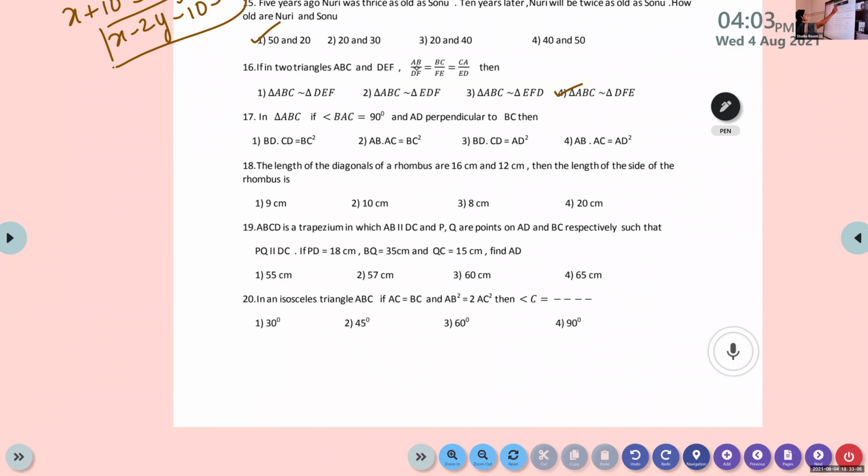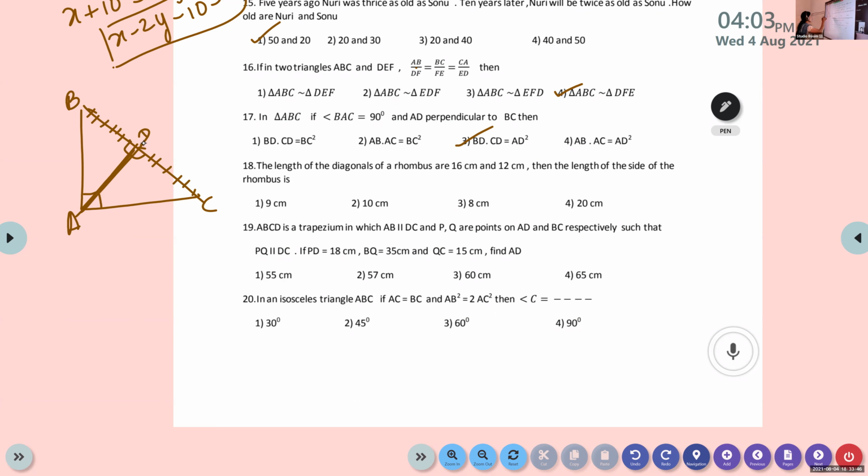Now look at the next one, 17th one. In triangle ABC, BAC is 90 degrees. So angle A is 90. AD is drawn perpendicular to BC. Then what is the condition you will get? Third option. We'll get 3 triangles are similar, isn't it? Always keep it in mind whenever perpendiculars are drawn. This is one perpendicular, this is the other perpendicular. BD into CD will be the same as AD square.